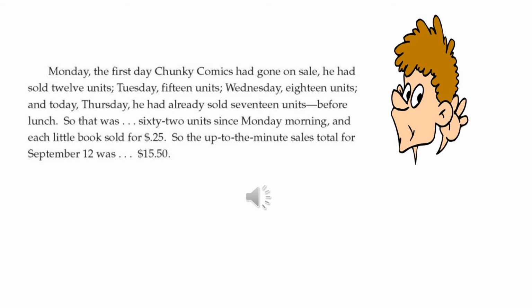Monday, the first day Chunky Comics had gone on sale, he had sold 12 units. Tuesday, 15 units. Wednesday, 18 units. And today, Thursday, he had already sold 17 units before lunch. So that was 62 units since Monday morning, and each little book sold for 25 cents, so the up-to-the-minute sales total for September 12th was $15.50.